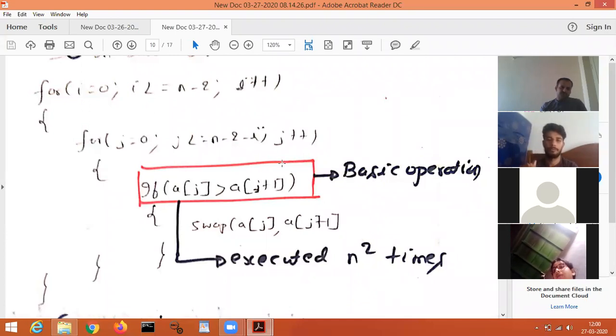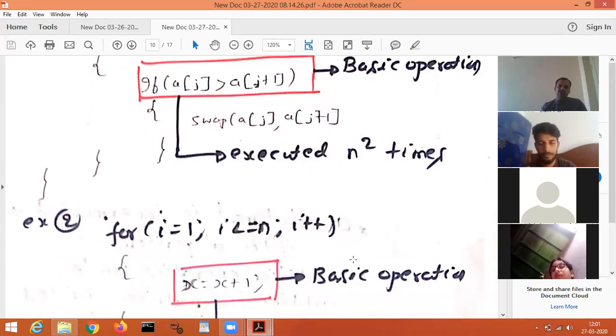Let us assume the outer loop will be executed n times and the inner loop will be executed n times. Then how many times will the basic operation be executed? n into n, n square times. That's why I can say that the time efficiency of the bubble sort algorithm is n square, because for every value of i and j, this statement will be executed. The basic operation will be executed totally n square times.